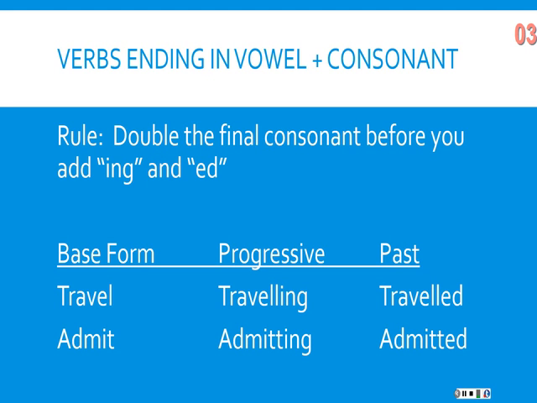The rule is to double the final consonant before you add ing and ed. So travel has one L. Traveling has two L's, and traveled also has two L's. Admit has one T, but in progressive tense, it has two T's, admitting, and in past, admitted has two T's.